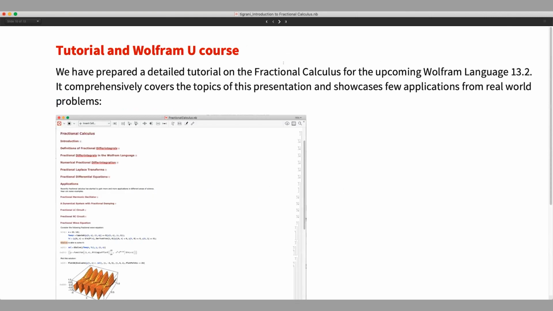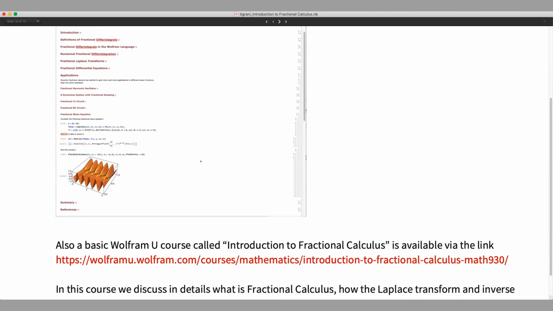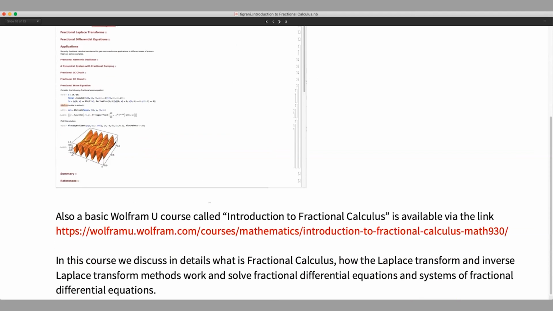Also, parallel to implementations, we made a big tutorial on fractional calculus. It will be in the 13.2 version. It covers all the topics of this presentation, and it also shows a lot of applications and real world problems. So this is the overview of that page. It will be available in 13.2. And we also made a couple of new webinars in the 13.1 series. And using those videos, we've created a Wolfram U course called Introduction to Fractional Calculus. It is available via this link.